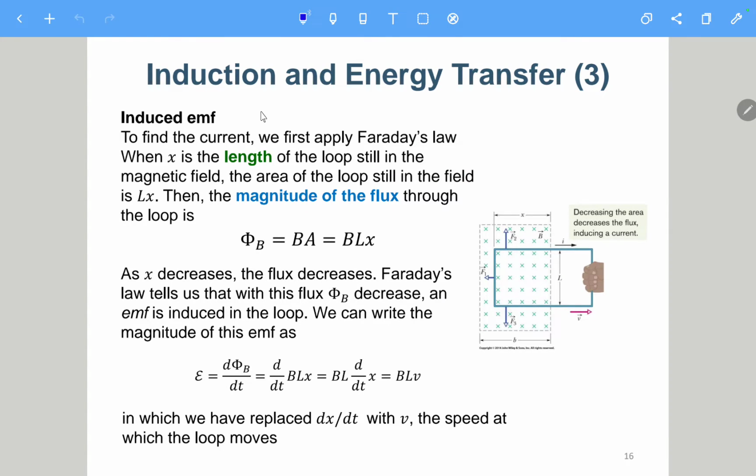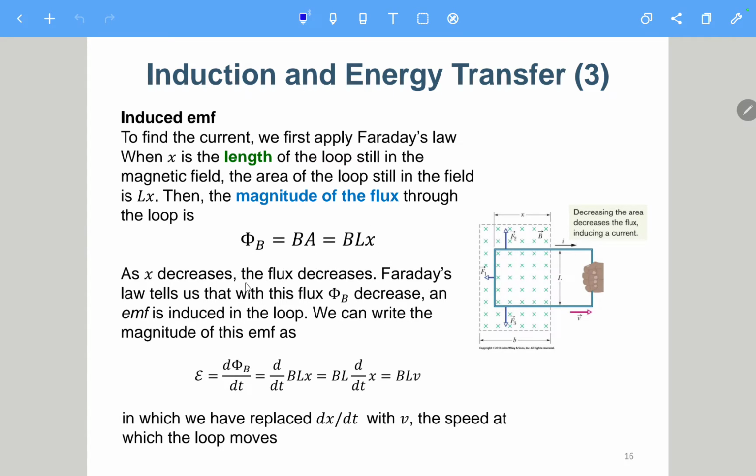Okay, so here we try to do some calculation. Phi B is the magnetic flux, which is B times A, and we will consider the width inside the B field to be x, and L is the height of the rectangle. B is a constant, so we have B times L times x. L times x is the area.